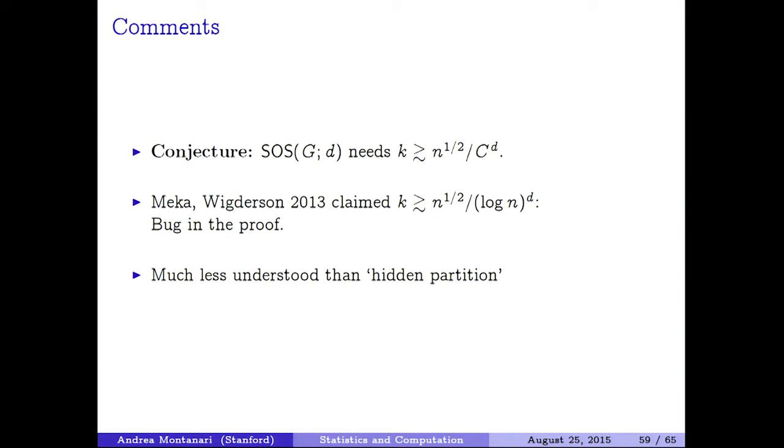And of course, this problem is much less understood than the hidden partition. For the hidden partition, we talked about thresholds up to a factor 2. This, even the leading polynomial factor is open, despite quite some people having worked on it.